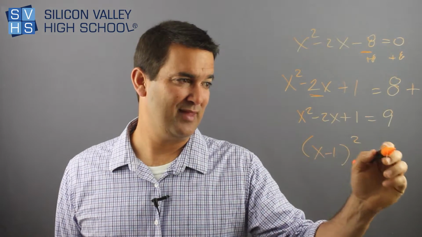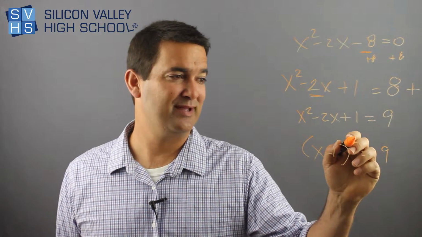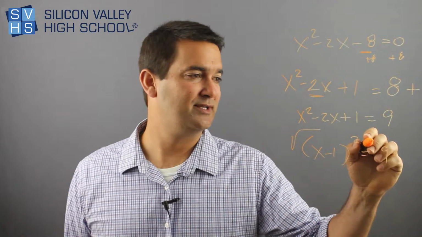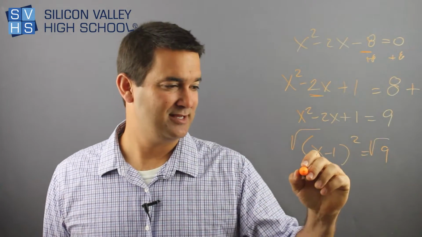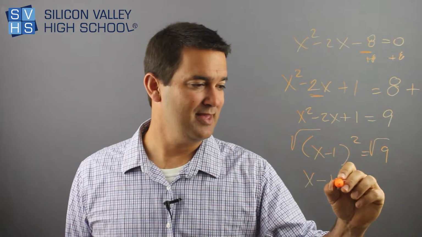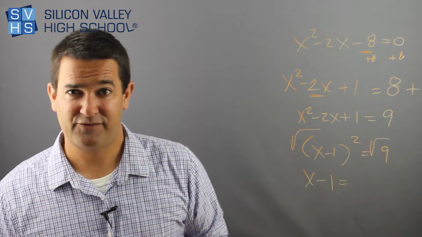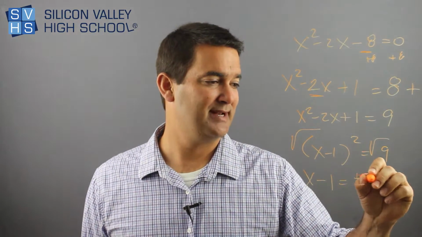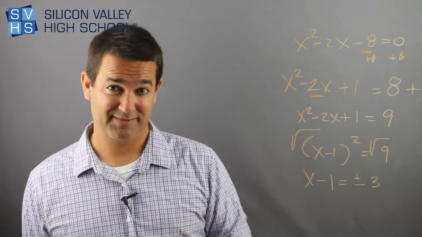Now, to solve further, how do I get rid of a squared? You're going to root both sides. So now you have x minus 1 on this side. The root and the squared kill each other. Equals, do not write 3 for that. It's plus or minus 3. The root of 9 is plus or minus 3.